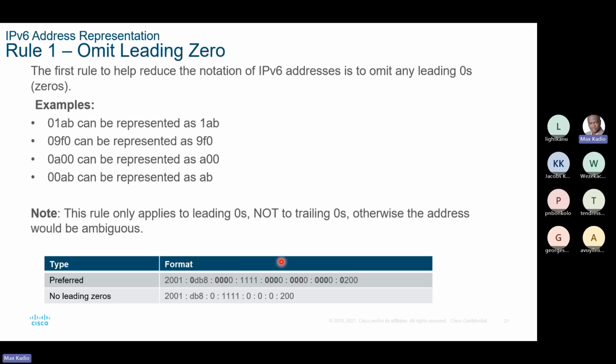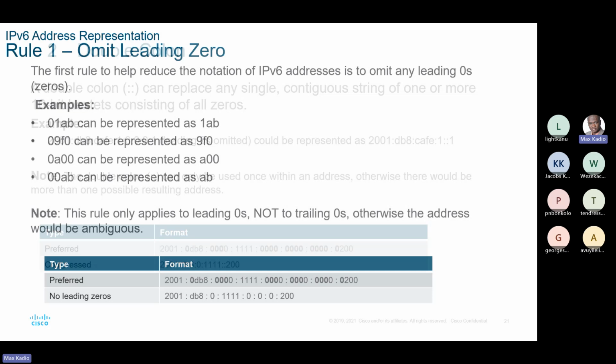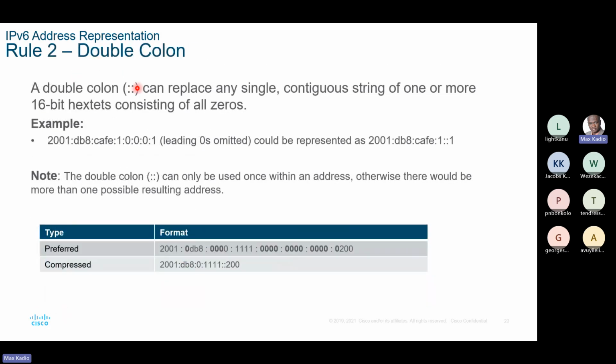So this is rule number 1. Rule number 2: double colon. If you see a series of zeros, you can remove them and put a double colon. You see here, for example, 0000 you can put only one 0, only one 0, only one 0. And because the following ones are together, you can remove them and put this. So please read this one and check the example.